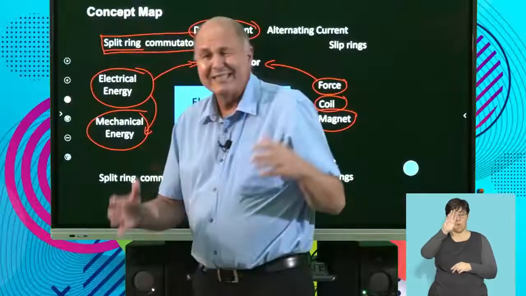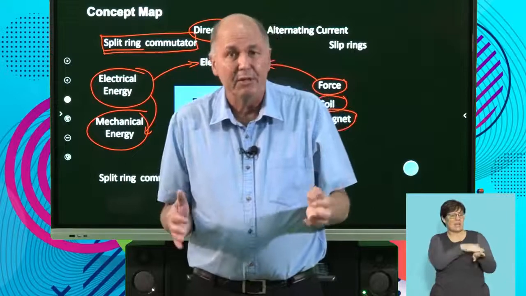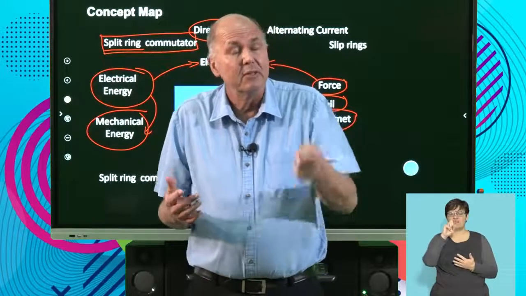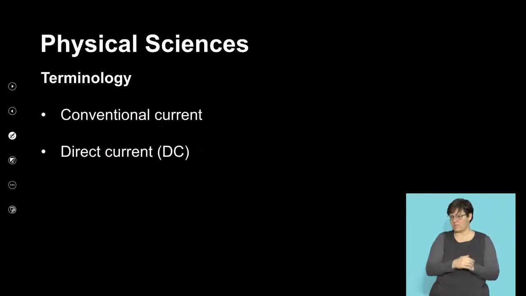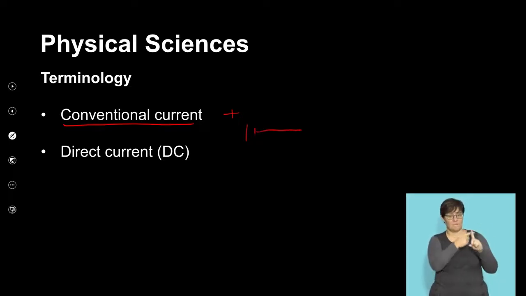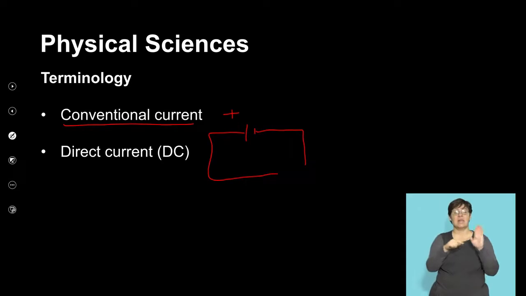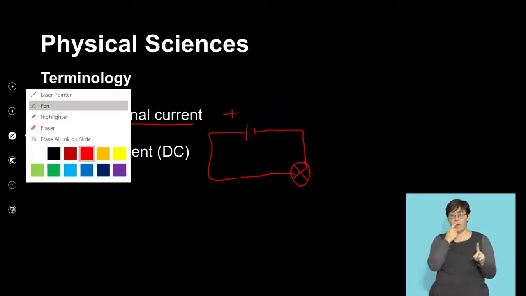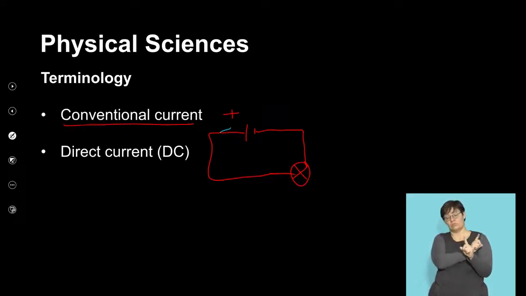So what does this thing direct current mean? What is conventional current? Well, let's just remind ourselves. Conventional current is a term that you've come across. It's the movement of positive charge from the positive terminal of a battery in a circuit, round to the negative terminal of the battery. So the current direction will always be from positive to negative, the long line being the positive.